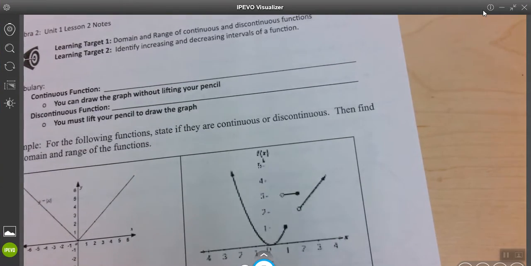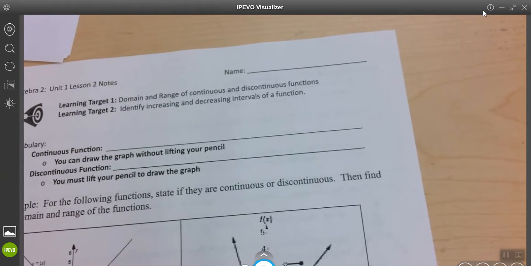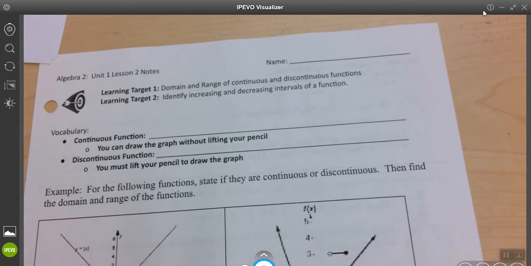Hello, Algebra 2 students. Today we are going to learn about domain and range and increasing and decreasing intervals. We're also going to learn about continuous functions versus discontinuous functions, and that's a concept that will be useful if you decide to take calculus.